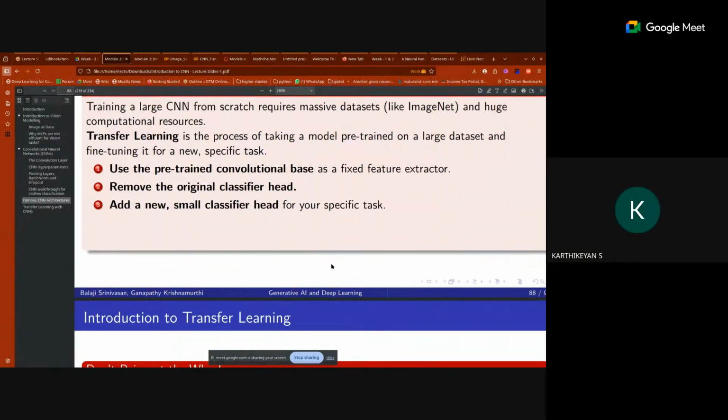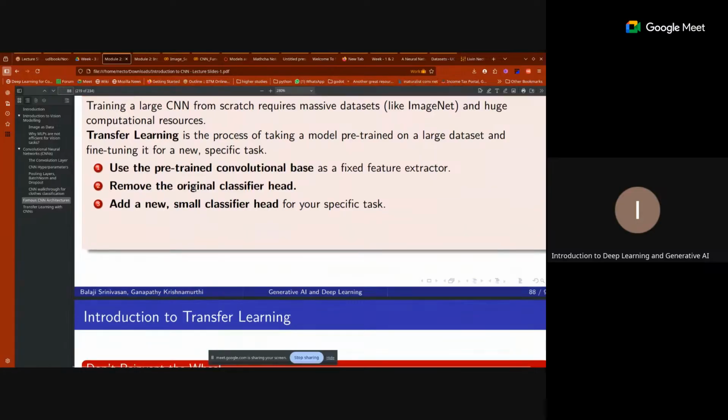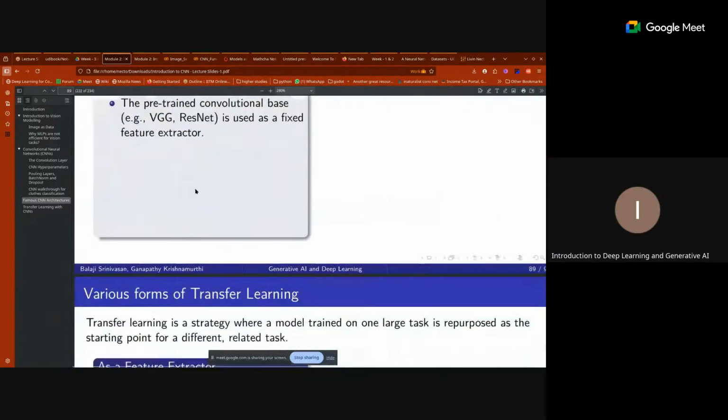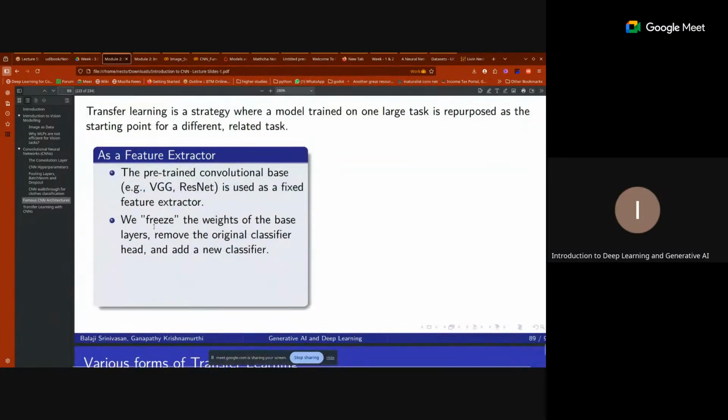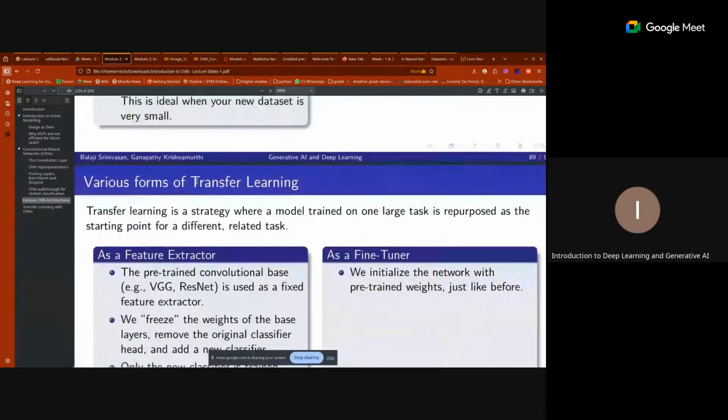Maybe I don't know how this is happening inside, but we had a similar discussion last time also. Okay. Yeah, so that is what is described in this transfer learning process, right? Here we freeze the weights of the base layers, remove the original classifier, and add the new one. So this is one strategy.